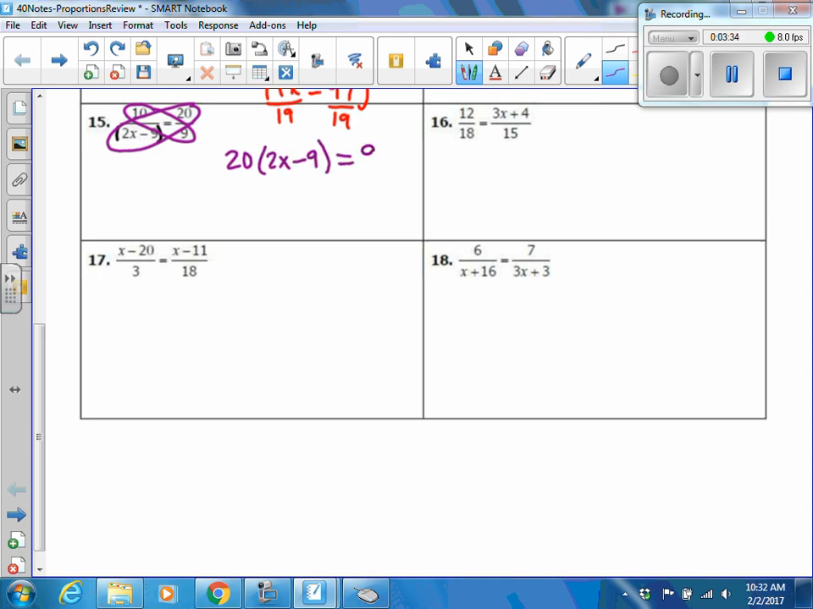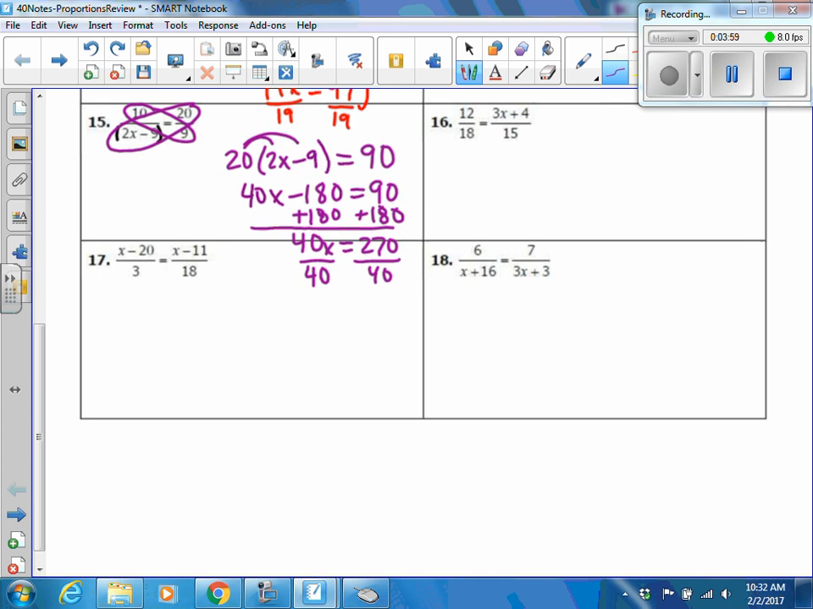And then the 9 times 10 would be 90. Distribute the 20, so you get 40x minus 180 equals 90. Add over that 180. So 40x equals 270. Let's see if that divides by 40. And again, we're going to get a decimal, so I got 6.75.